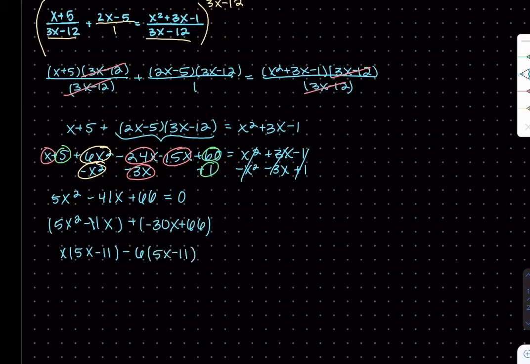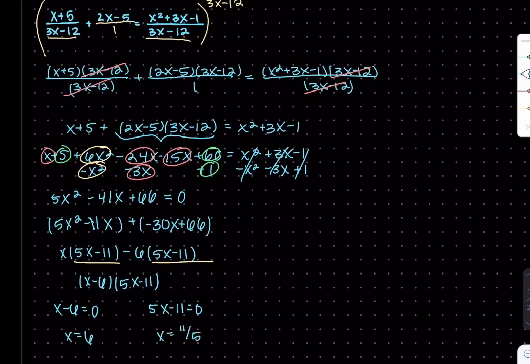So here we have two common terms. So this can actually just turn into x minus 6 times 5x minus 11. From there we just solve x minus 6 equals 0 and 5x minus 11 equals 0. We're going to get x equals 6 and x equals 11 over 5.